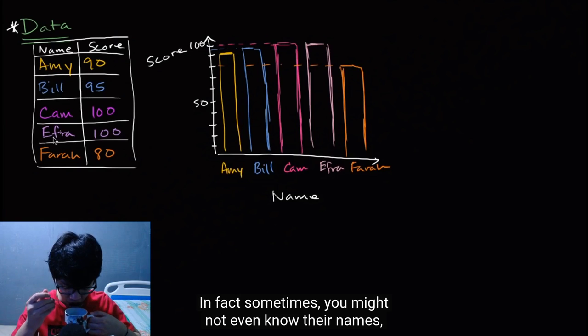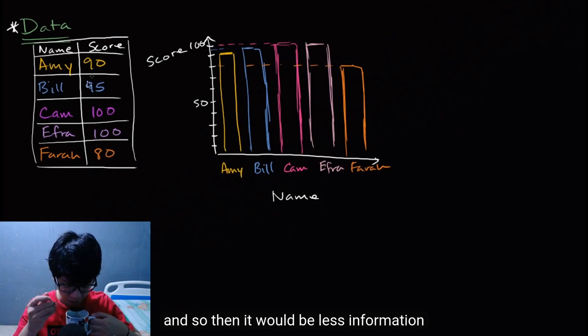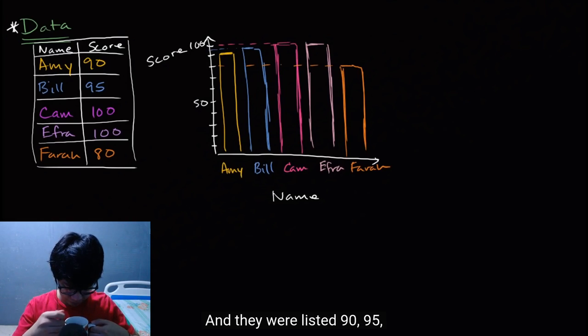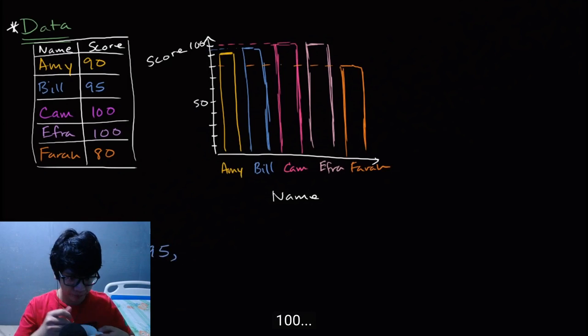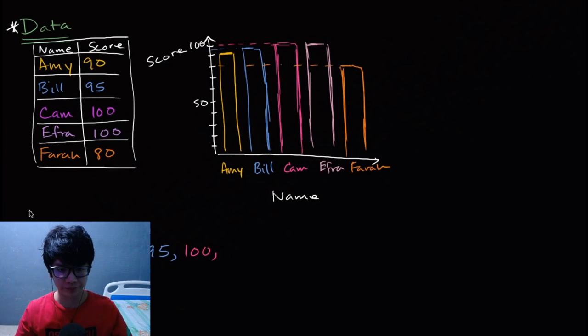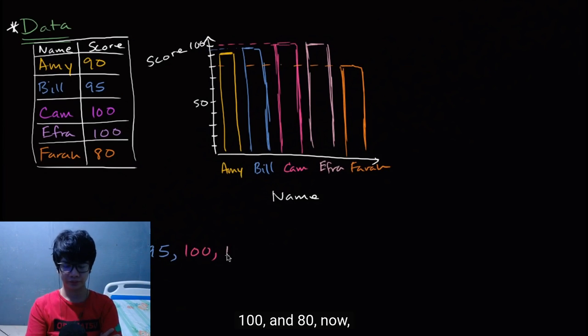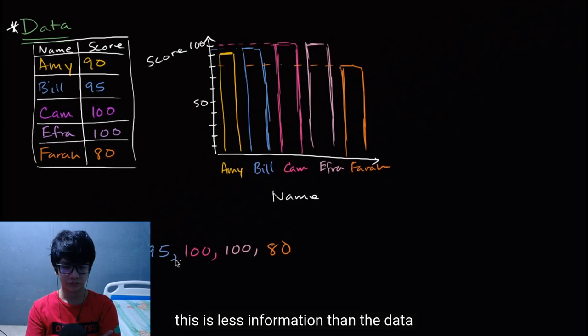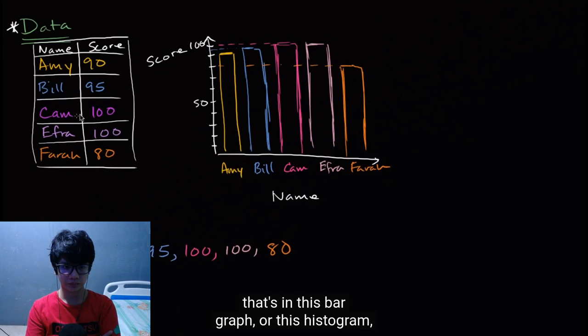And there are even other ways you can have some of this information. In fact, sometimes you might not even know their names. And then it would be less information, but it might just be a list of scores. The professor might say, hey, here are the 5 scores that people got on the exam. And they would list 90, 95, 100, 100, and 80. Now, if this was all of the data you got, this would be less information than the data that's in this bar graph or this histogram.